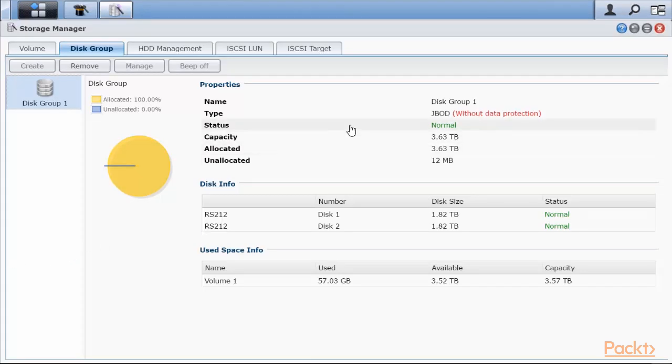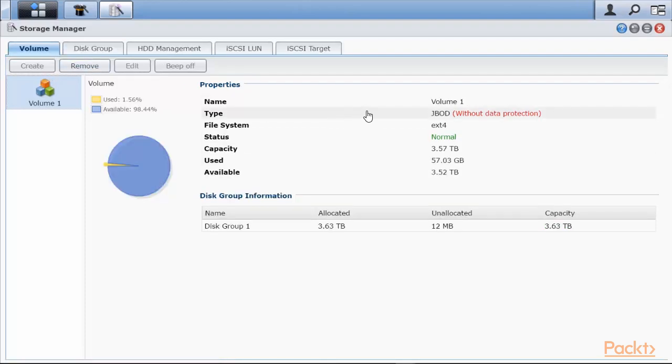So now I'm in my Synology storage manager, and we're looking at the disk group tab. What I have is a disk group, total capacity of 3.63 terabytes made up of 2 disks, each of 1.82 terabytes. So it's a logical entity. On top of that, I have built a volume, which is called volume 1. And it has a total capacity of 3.57, out of which 57 gigabytes has been used because I've used thin provisioning throughout. So first comes the disk group, which takes the physical disks and puts them together into a physical disk group, and then the volume, a logical volume, is built on top of that.